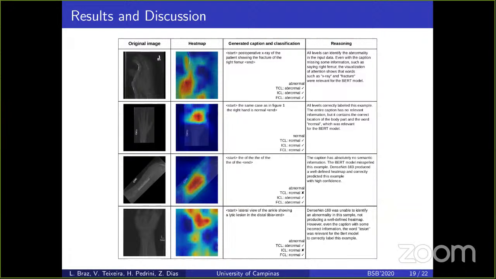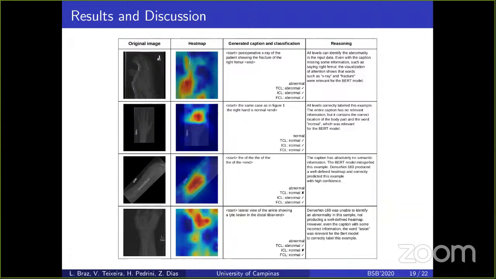The third example contains poor textual information. The generated caption was "D of D, D of D, D of D." With absolutely no semantic information, the BERT model incorrectly predicts this example, while DenseNet 169 correctly predicts with a high confidence. It's also possible to observe a well-defined highlighted area on the heat map of the radiography that was most important for the model to make the prediction.